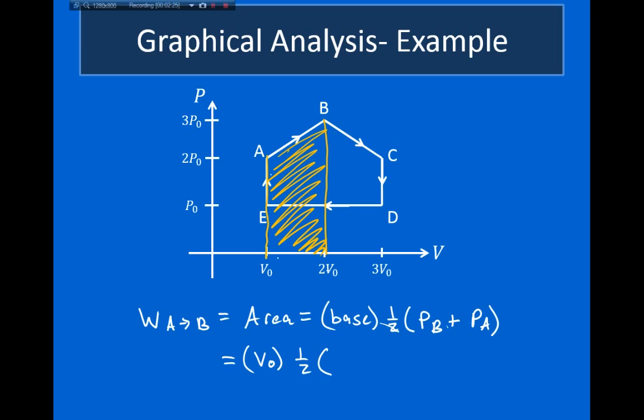So the pressure at point B up here is 3 P0, so we have 3 P0 here. The pressure at point A is 2 P0, so we have plus 2 P0. If we plug all this in, we see that this is equal to 5/2 P0 V0. And the last thing we need to do is be a little bit careful about the sign. When I go from point A to B, the volume of the gas is increasing, so the work that is being done is negative. It's very important that we put this minus sign in there.